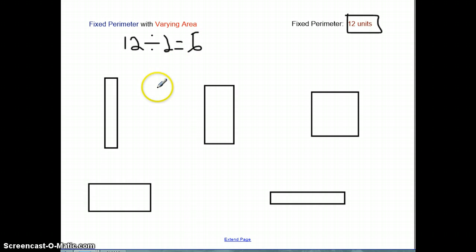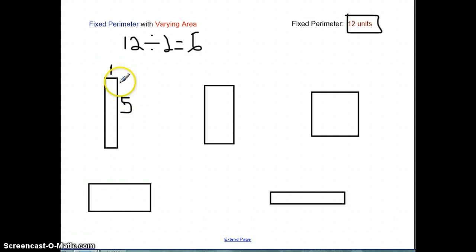Okay, so this 6 represents 2 of the sides. It represents either this side and this side, or 2 of the sides. Let's choose things that add up to 6. Starting off with 1 is a good choice. So 1 plus 5 would be your 2 sides. Okay.